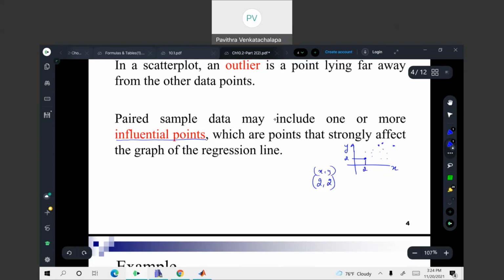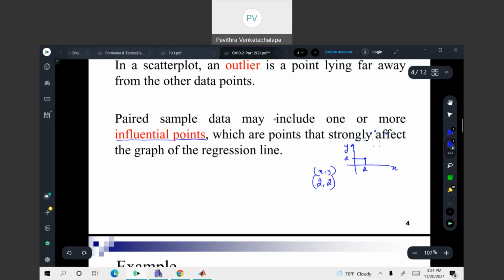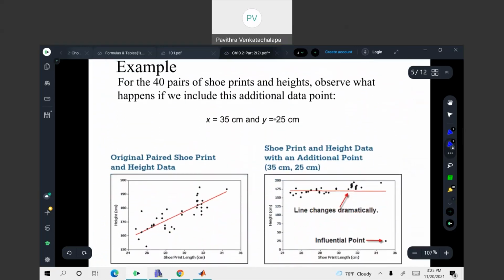Okay, now for example, let's say all these points are here, and this is your outlier. So this point is your outlier, and the ordered pair of the outlier is called the influential point. Okay, and these points strongly affect the regression line, and we will see how. Now we have two examples here.